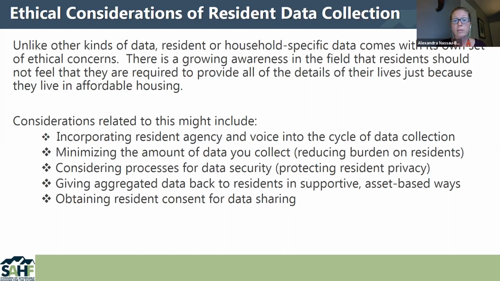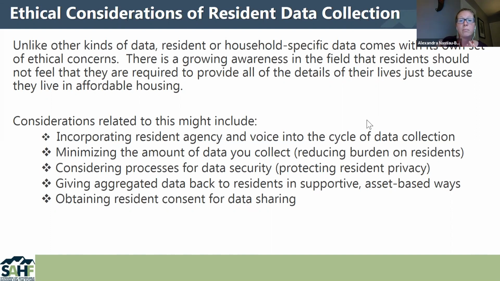How are you communicating with residents about these protections? Are you obtaining consent to share data if you have a partnership where you may be doing some sort of data sharing agreement or possibly sharing data with funders? And once the data is collected, is there an opportunity to share back some form of aggregated data with residents in supportive ways? Is there information that could be valuable or interesting for residents to have?